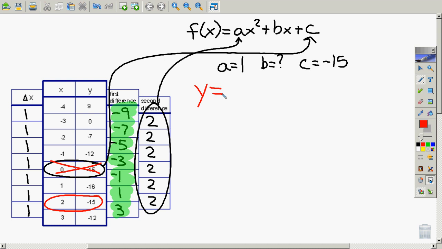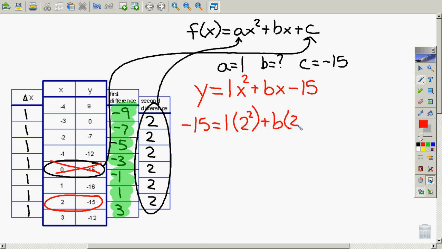I'll start out, though, just by rewriting this. Instead of a, I'm going to write y equals 1 x squared plus, we don't know what b is yet, minus 15, because c is negative 15. All right, now I'm going to plug in my y and my x. So I get negative 15 equals 1 times my x is 2 plus b times 2 minus 15.